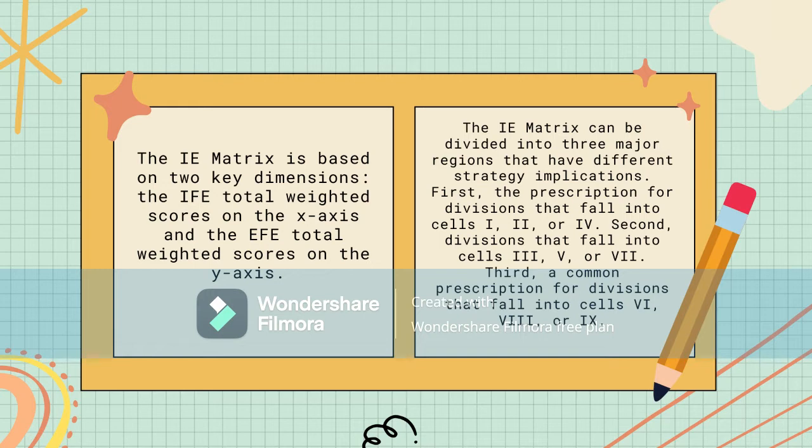And third, a common prescription for divisions that fall into cells 6, 8, or 11 is harvest or divest. Successful organizations are able to achieve a portfolio of businesses positioned in or around cell 1 in the IE matrix.